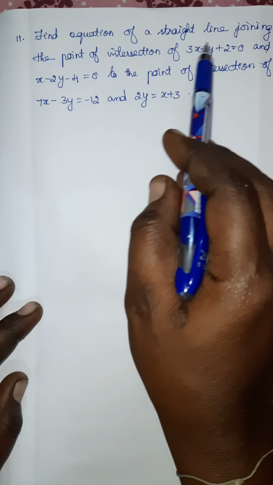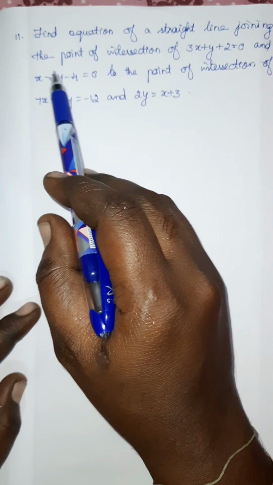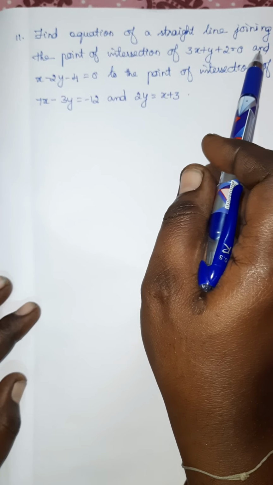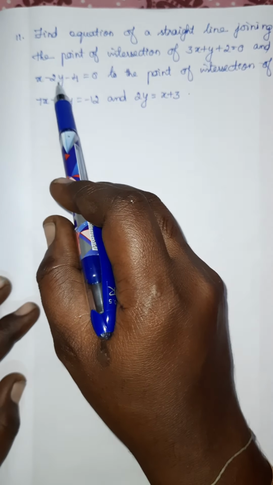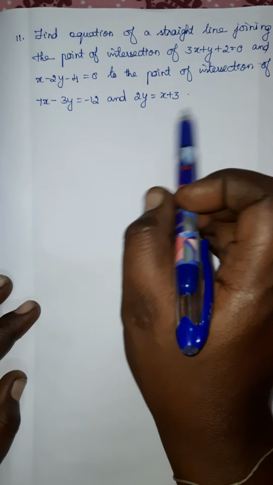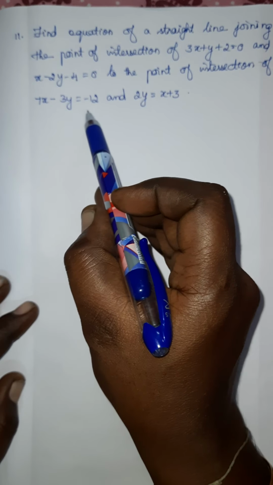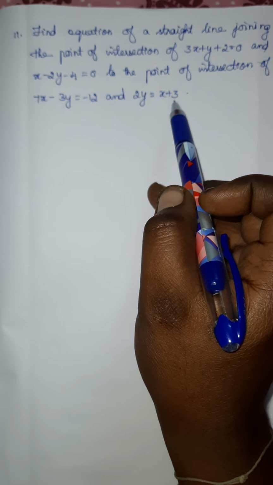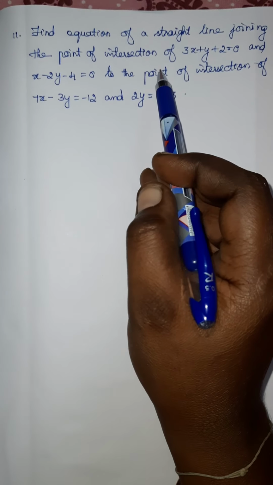Students, we can continue the 11th question. Find the equation of a straight line joining the point of intersection of 3x + y + 2 = 0 and x - 2y - 4 = 0 to the point of intersection of 7x - 3y = 12 and 2y = x + 3. Okay, so 4 equations are given.